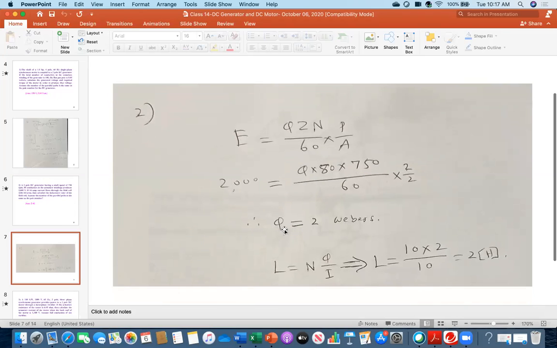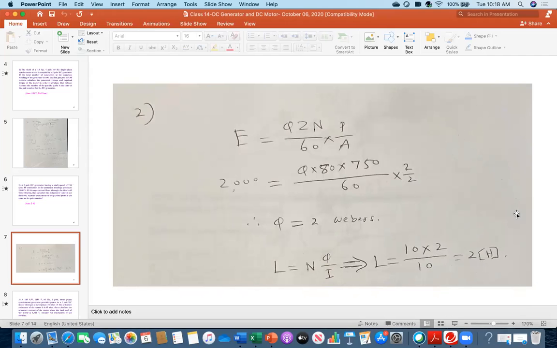But this phi is of the field coil. This phi is from the field coil. That's why for the field coil I am writing the equation, because the field coil is also a coil, and coil means inductance. So that's why L is N phi over I. And then I am just plugging those numbers: number of turns 10, this phi 2, and the current value is 10. So I am getting 200.